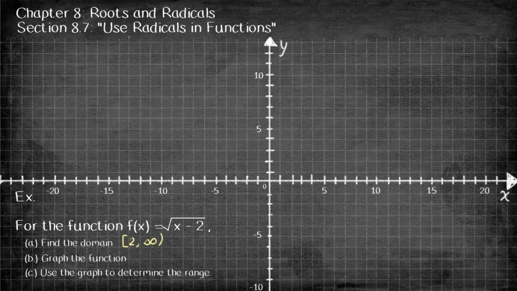So I have to pick out a bunch of x values that are greater than or equal to 2. Right now I can't plug in 0 here because it's not in my domain. But I can plug in 2. So if I plug in 2, I'll have the square root of 0, which is 0. So the point 2 comma 0, let's graph that.